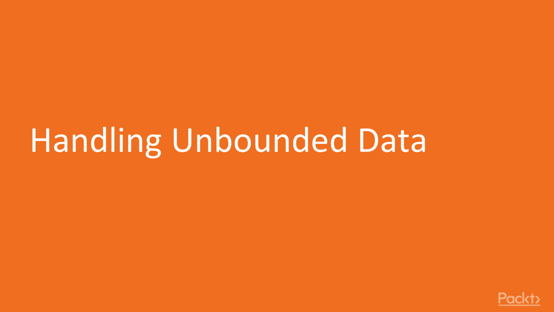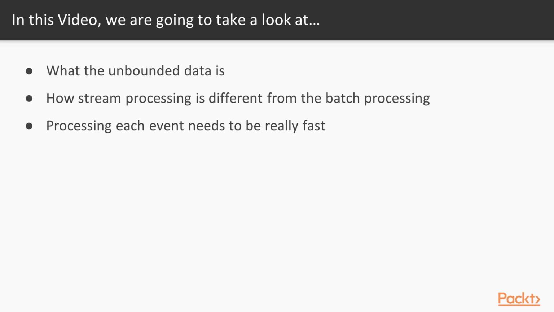This is the first video of the second section. In this video we'll be handling unbounded data. So, what is unbounded data? This is a question that we need to answer. Second thing is how stream processing is different from batch processing. Lastly, we will see why processing of events needs to be really fast.